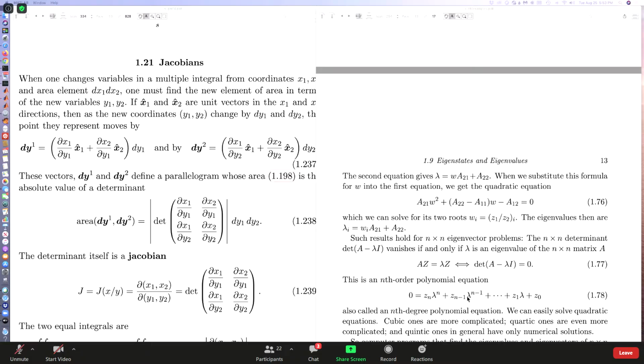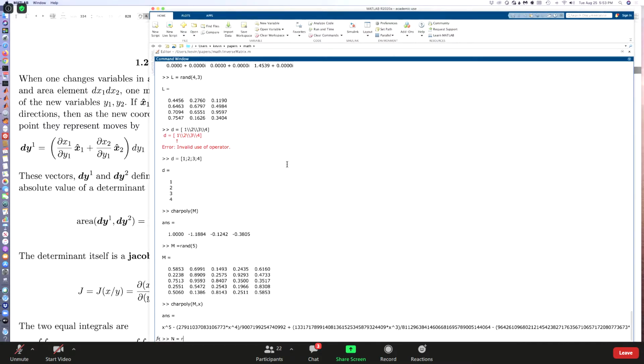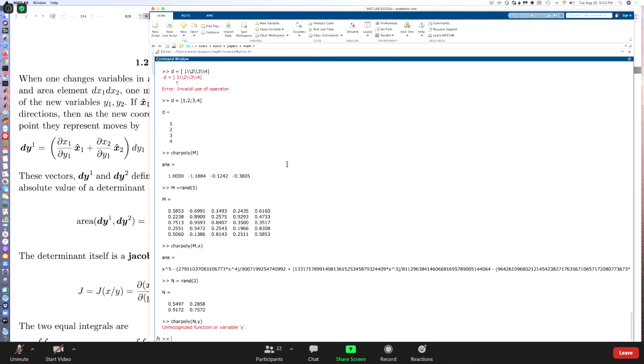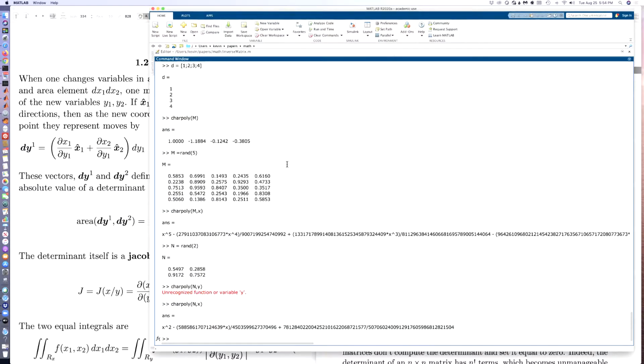Things are much simpler for, in fact, I can maybe give you an example. Let me do it live for you on the screen. N equals rand of 2. Okay, there's that. Now we'll do charpoly of N comma y, say. Well, I don't know why it wanted x, but let's do x then. Okay, so somehow it has a prejudice in favor of x.